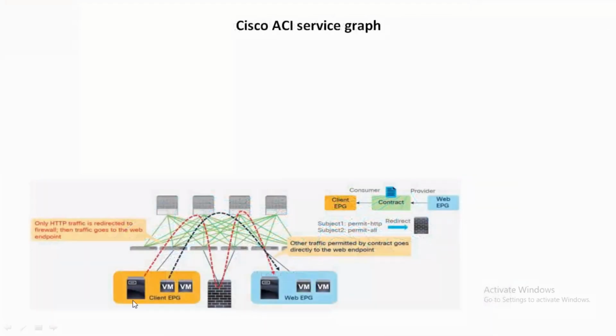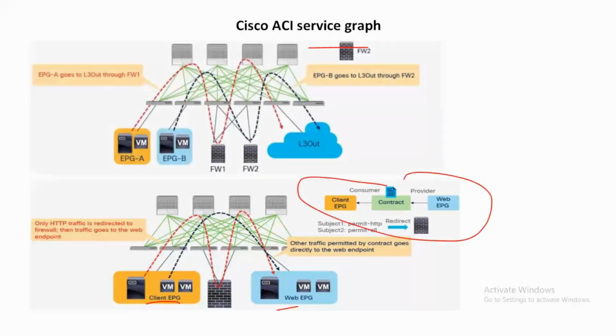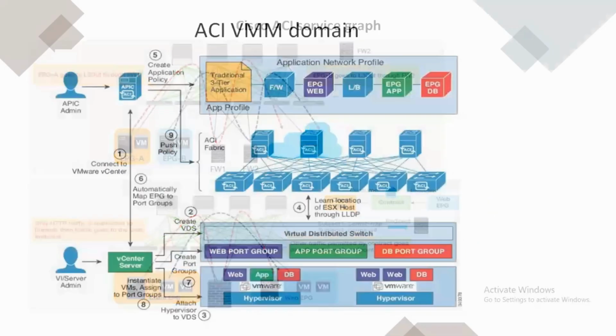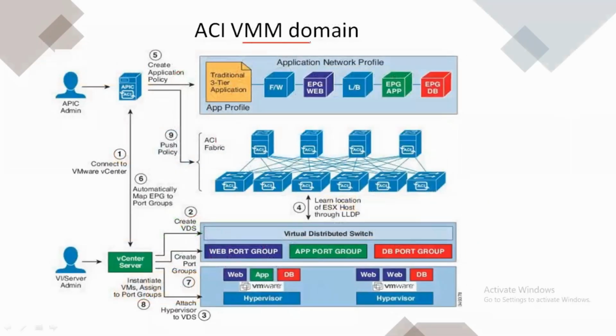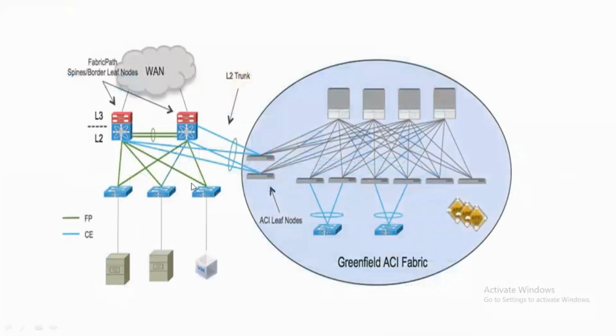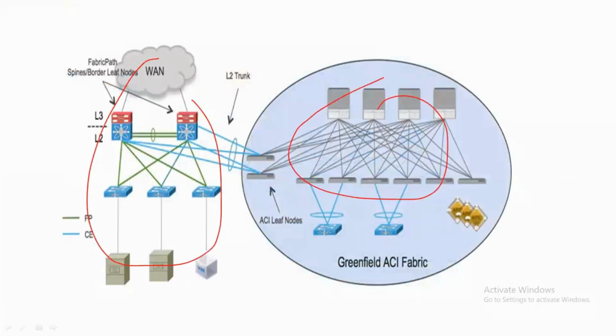So service graph, we touched upon this technology. Like you want to migrate client EPG to web EPG traffic, you will create a service graph. Basically, create a PBR contract which will redirect the traffic towards the firewall. Okay. Now we will definitely discuss more ACI VMM domain, what that is, and then the L2 out. Right, you have a Nexus fabric here and an ACI fabric, how you will integrate.